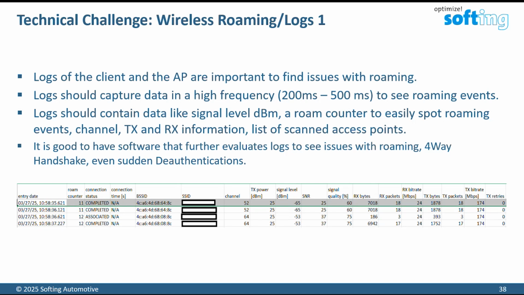The logs should contain data like the signal level, a roam counter to easily spot roaming events, channel, the TX and RX information, and also the list of scanned access points, of course, because then you can see what would be the most likely candidate for the next roaming event. It's good to have some software to further evaluate this. The picture down here shows roaming that takes a bit long because you could see the associated state in between.